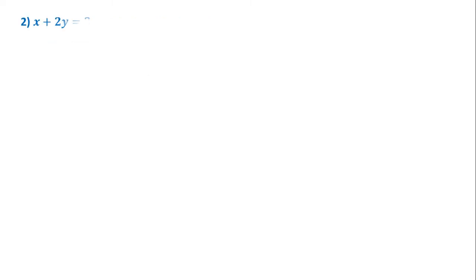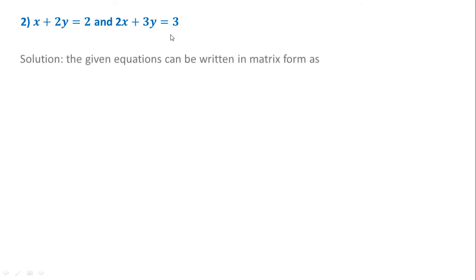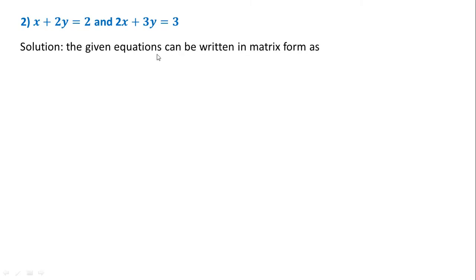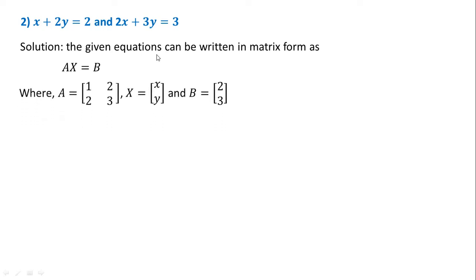Now we will discuss another example also. Suppose the equations are x plus 2y is equal to 2 and 2x plus 3y is equal to 3. Then again, same as before, we have to convert this into matrix form, that is AX is equal to B, where A is equal to this matrix 1 2 2 3, X is equal to the column matrix xy, and B is equal to this matrix. Okay, now write it in matrix equation like this.